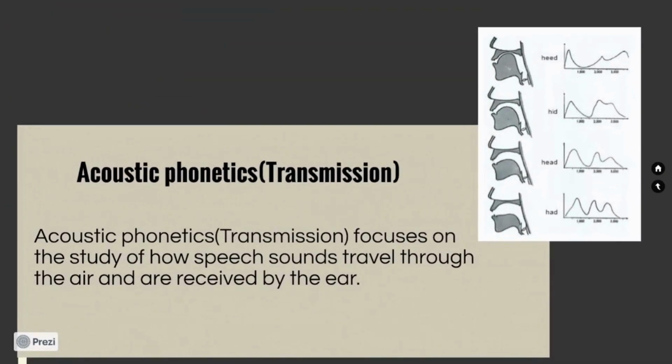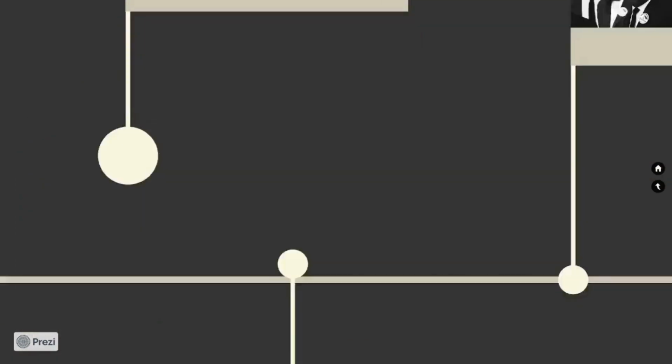The next one is acoustic phonetics. Acoustic phonetics focuses on the study of how speech sounds travel through the air and are received by the ear. While we are talking, we produce the sound first, and after that the sound travels through the air and reaches the other person. This system is called acoustic phonetics.